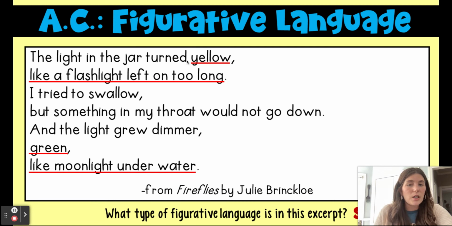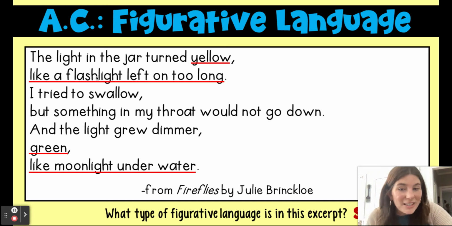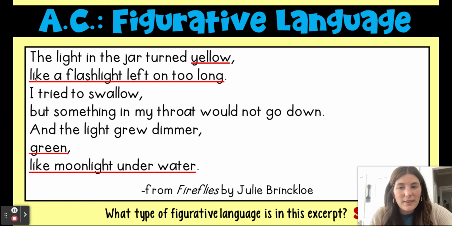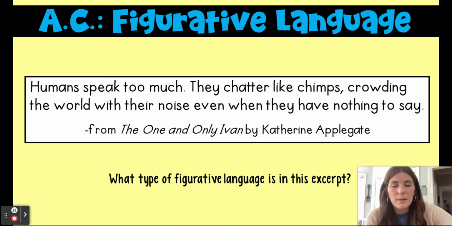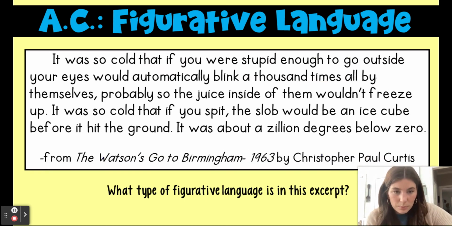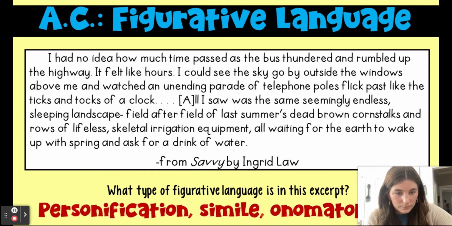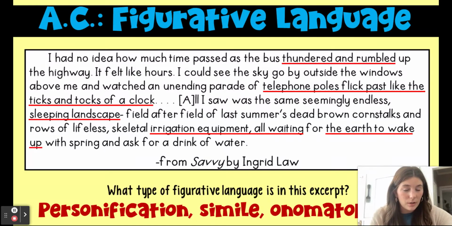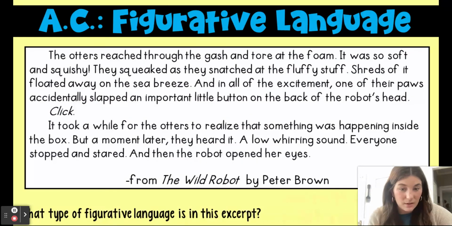The light in the jar is being compared to a flashlight being left on too long. And then down here, we see that the light grew dimmer in a green color, and that green color of the light is being compared to moonlight underwater. And I can see that word like right here. Good job, guys. Now, I'm going to skip ahead just a little bit, and I want us to see some different examples as we go along. I will put this Google slide in your work for today so you can reflect back on it yourself.